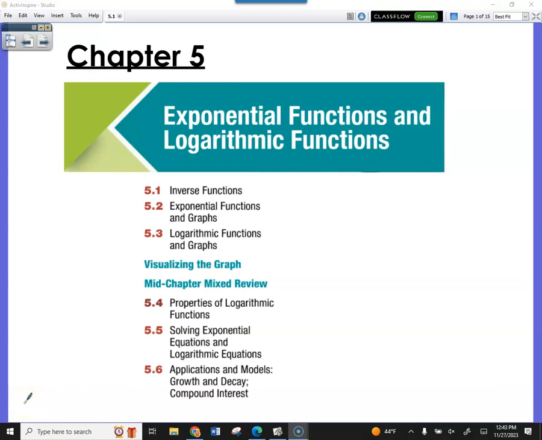Okay, chapter 5. We have 6 sections, possibly 5. I'm going to look into whether we need to do all 6 or if we only have to go through 5.